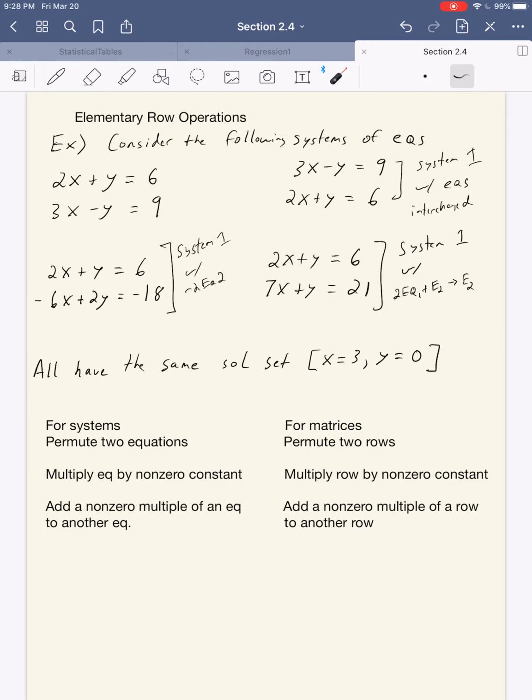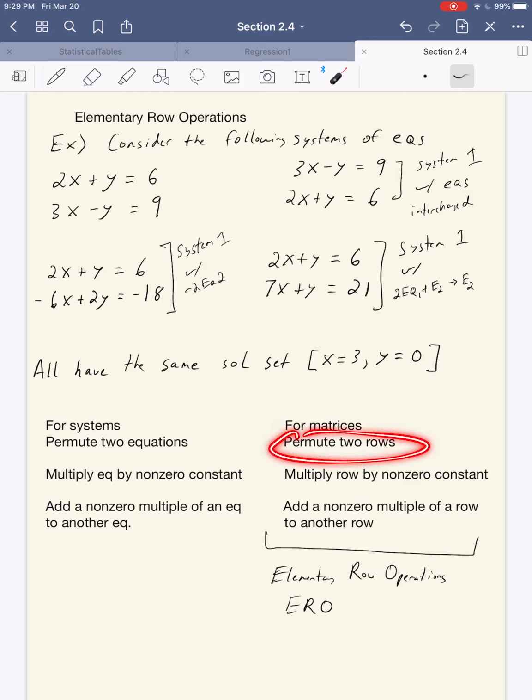We call these three things here the elementary row operations, and we often abbreviate that as ERO. So if you ever see reference to an elementary row operation, you're talking about either permuting two rows, multiplying a row by a non-zero constant (it wouldn't make sense to multiply by zero, because then you just zero everything out and you'd get a tautology, which would be irrelevant for the system of equations), and adding a non-zero multiple of a row to another row. So those three operations consist of what we call the elementary row operations.